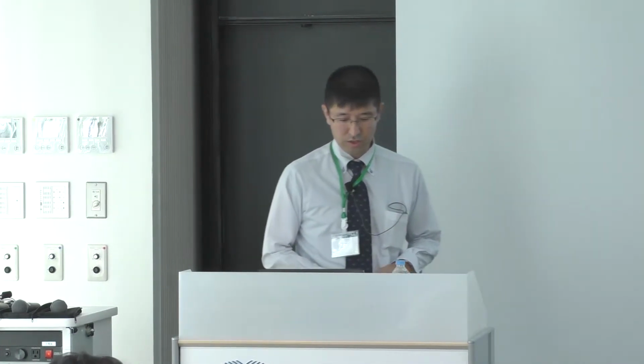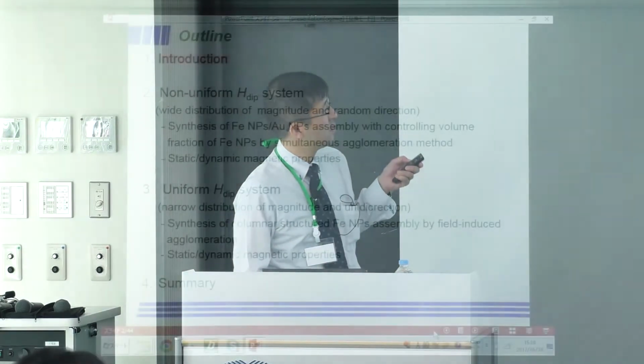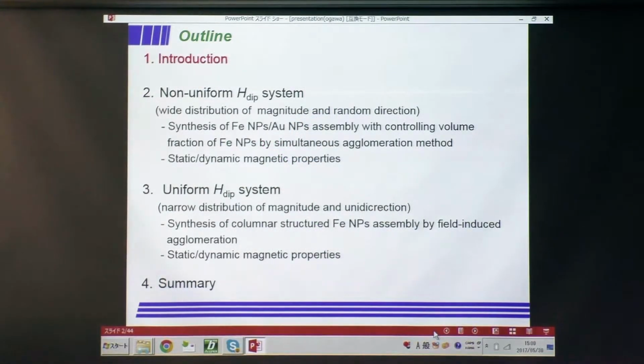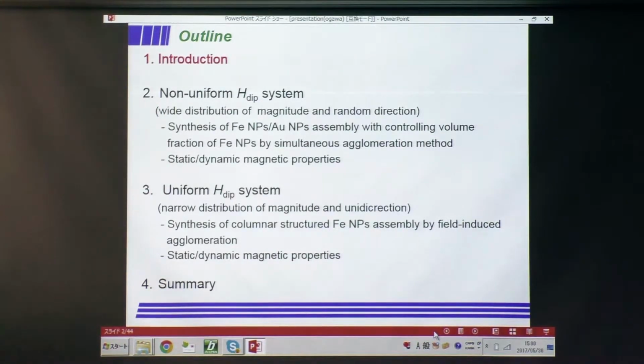This is the outline of my talk. After the introduction, I'd like to show my results on two different kinds of experimental and investigation systems. One is a non-uniform dipole interaction field system. This means a wide distribution of magnitude and random direction of dipole field interaction between nanoparticles.